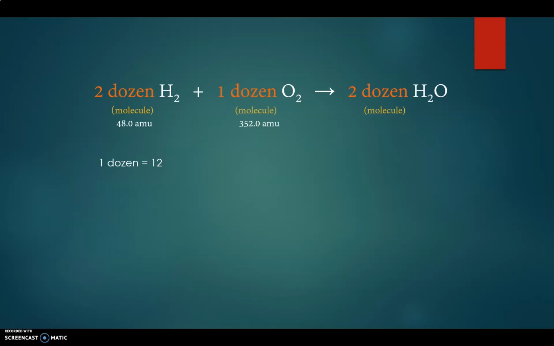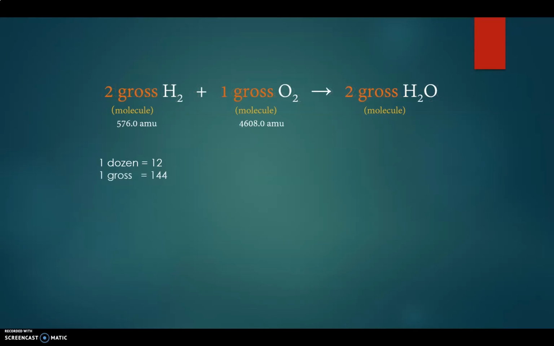48 is very small compared to a trillion. So a dozen is clearly not enough. We need to scale this reaction up even further. Maybe we could use a gross. A gross is a dozen dozen, that's 144 times larger. But even 2 gross of hydrogen molecules would only be 576 AMUs, which again, compared to a trillion, that's nothing.